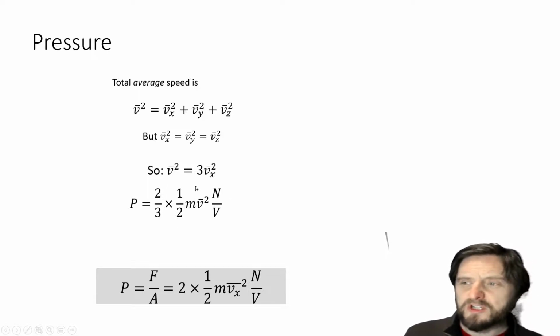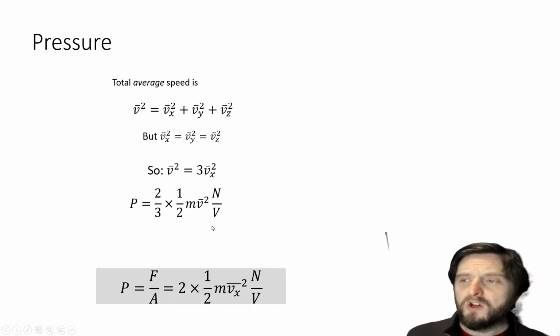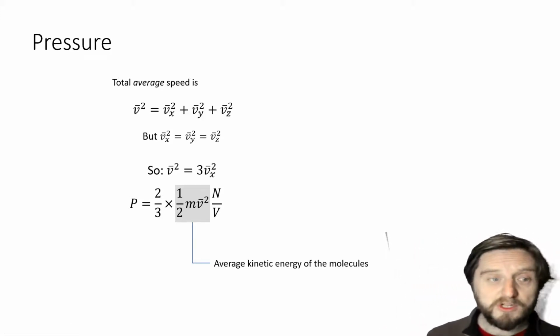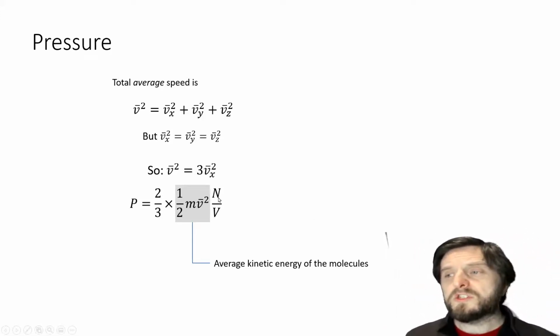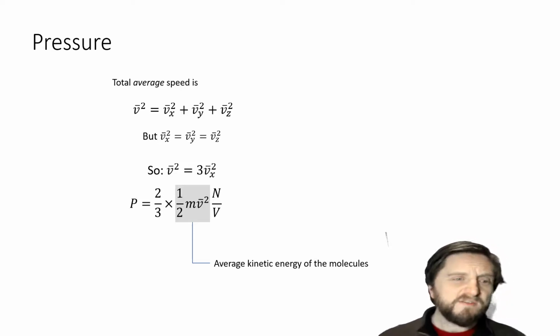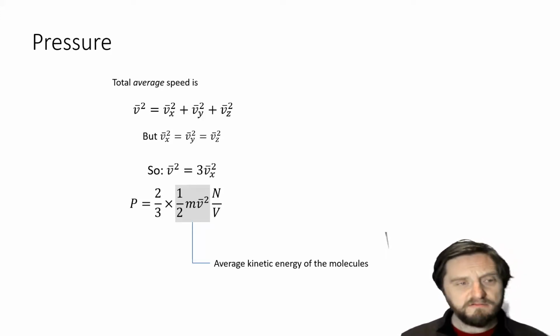And if you just look at this, of course you recognize, this is the average velocity of each molecule squared times the mass times a half, which is the average kinetic energy of the molecules. So 2/3 times the average kinetic energy of the molecules times n over v gives us the pressure. So that's kind of an interesting thing about pressure, is that pressure is actually a measure of energy density. That is kind of what it is.